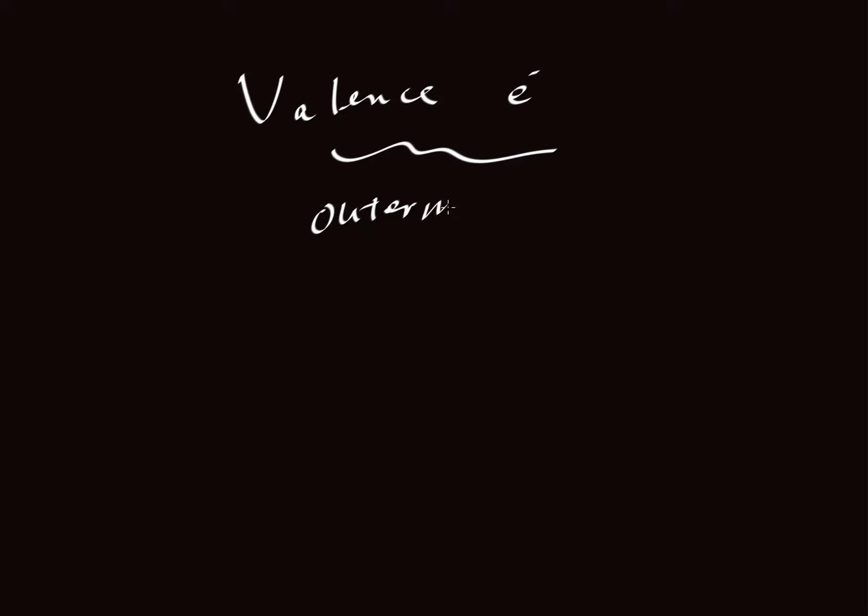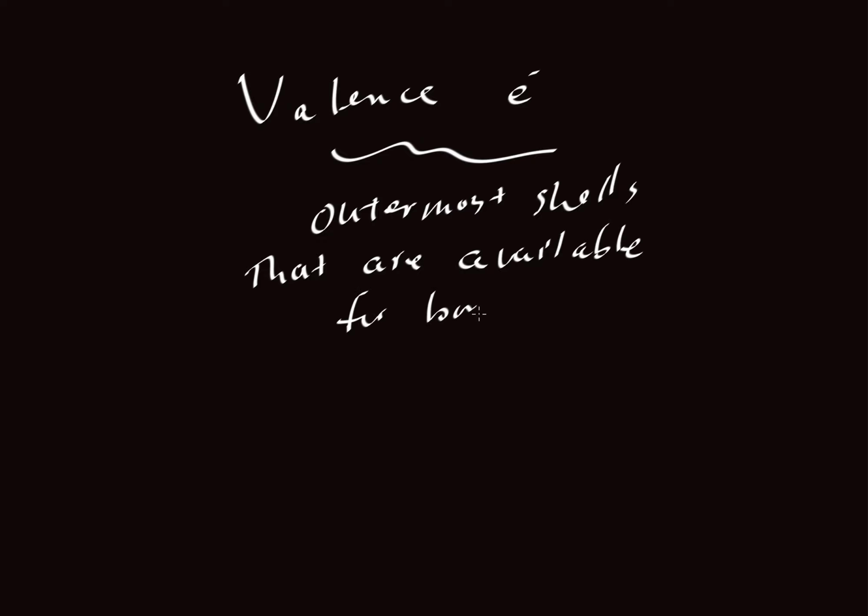Now, we have other ways of talking about the very same thing. This term valence is very common. We talk about so-called valence states or valence electrons. The valence electrons, I'll just write an e- for electrons. These are the electrons that are in the outermost shells that are available for bonding.